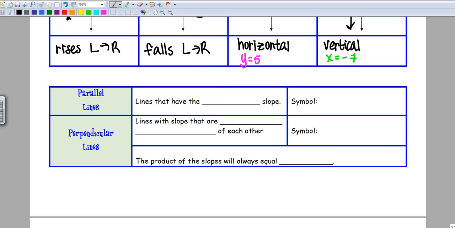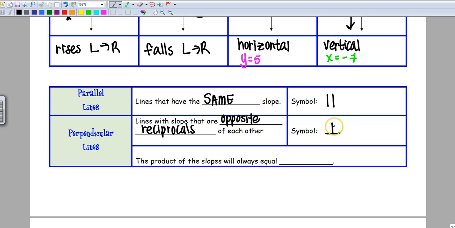All right. Parallel lines. Parallel lines have the same slope. Our symbol is parallel lines. Perpendicular lines are lines with slopes that are opposite reciprocals of each other. So this is stuff you did in geometry last year and probably in Algebra 1 the year before, but just like to have some reminders.